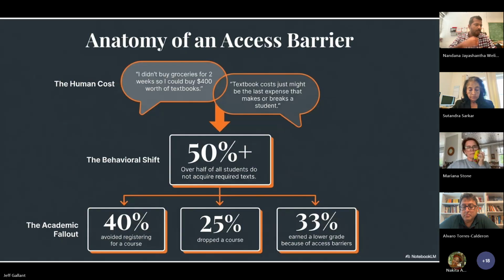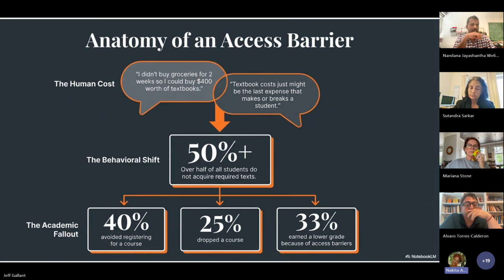Next slide. And so why open? Why is OER, open educational resources, ALG, open access, why is this a thing? It's because access can be a barrier. When it comes to students and their success, there can be a barrier, and access barriers can include cost, textbook costs. There's a human cost to that, rising cost of textbooks, and that includes something that students may say, I didn't buy groceries for 2 weeks so I could buy $400 worth of textbooks. Or a faculty member may say textbook cost just might be the last expense that makes or breaks our student. And these aren't just random quotes.